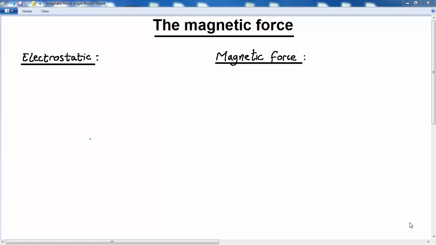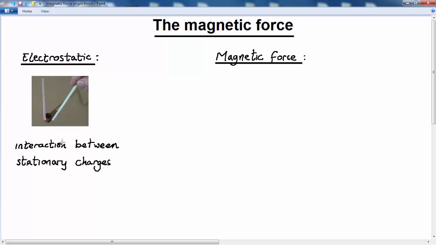In this lesson we're going to look at the magnetic force and find out what produces the magnetic force. So before we do that, we'll just have a quick review of the electrostatic force. And as the word suggests, the electrostatic force is a force between static charges, that's to say charges which are not moving necessarily. So it's the interaction between stationary charges.